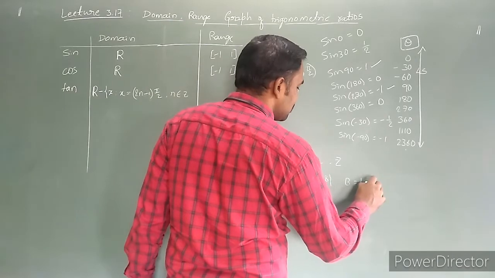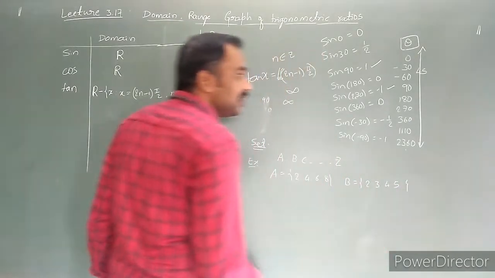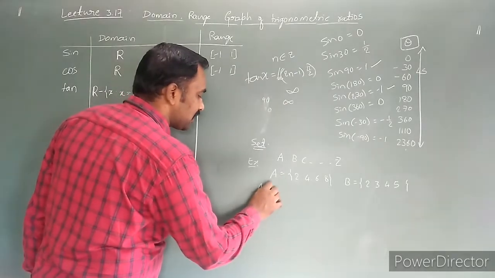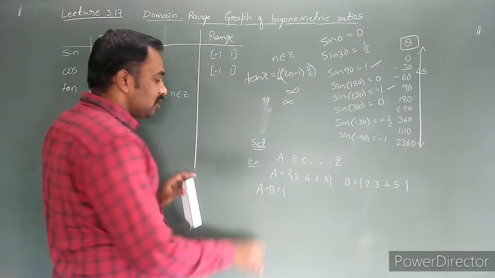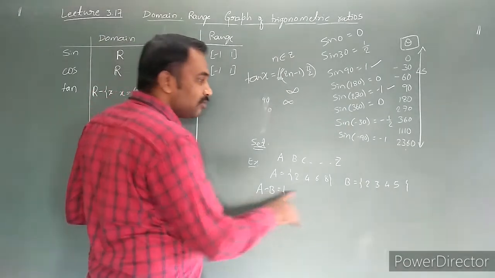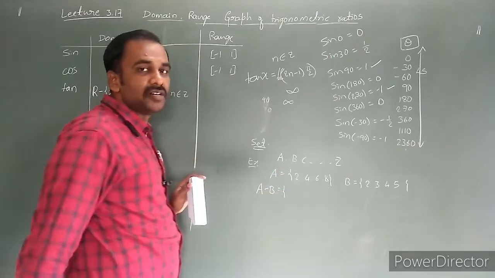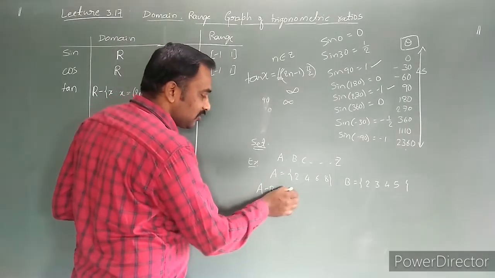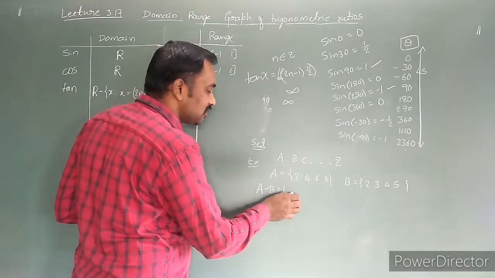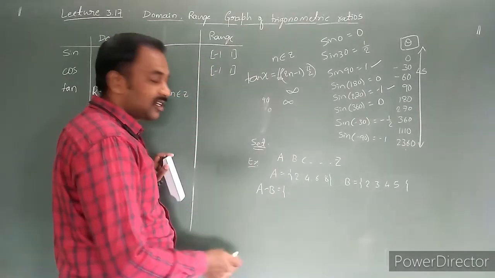B is equal to, I just consider 2, 3, 4, 5, like that. Now the difference of these two sets, A minus B, we can write. What does A minus B mean? All the elements of A but not the elements of B. Here, whatever elements you are writing, that element should not be present from B. Are you clear?